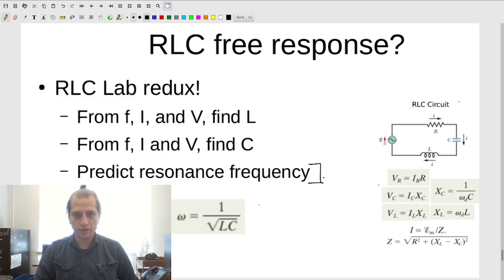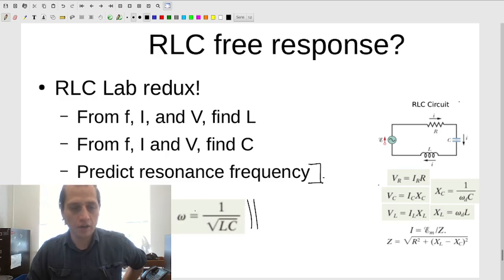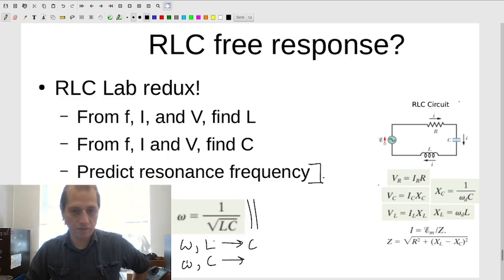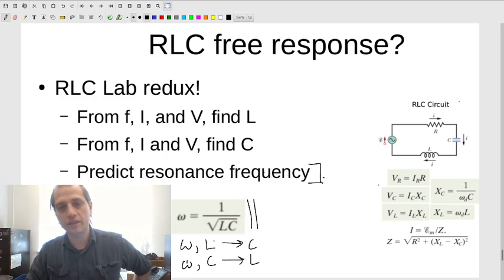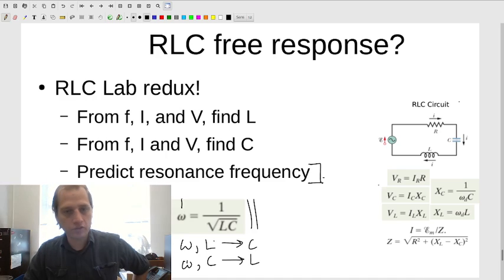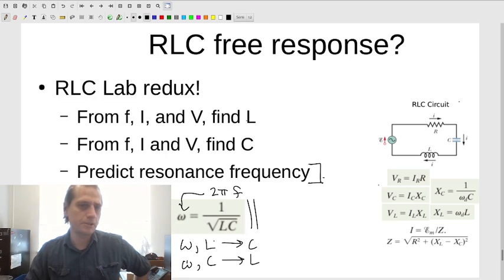The other thing that I think would be okay to ask, definitely if you had an RLC, I would definitely think it's okay for me to ask you to predict a resonance frequency, or for me to give you the resonance frequency and L and find C, or give you the resonance frequency and C and find L, or something like that. Also, just to be aware that omega is 2 pi times the frequency that you put on the function generator. So I think that is definitely a fair question.